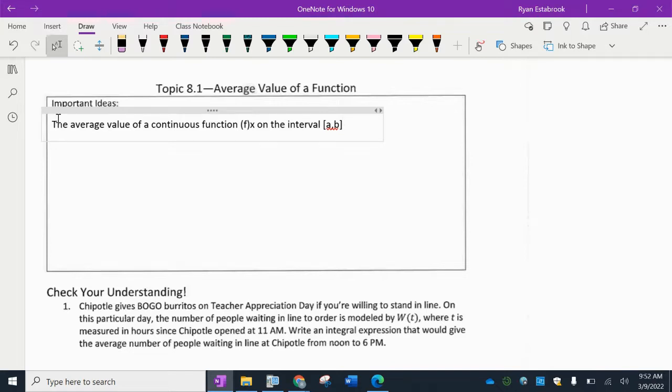Right, so we're talking about the average value of a continuous function. Is it important that this function is continuous? Absolutely. If it wasn't continuous, we couldn't integrate it, and we might have some issues with jump discontinuities and so forth. So the average value of a continuous function f of x on the interval a to b.